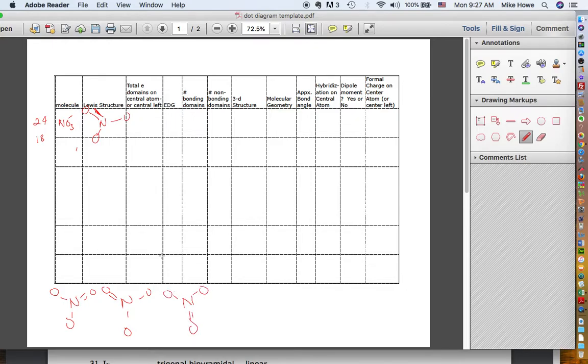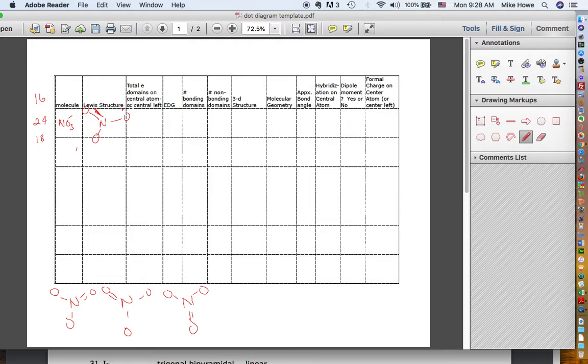So that would be your three. Those would be your three resonance structures. Anyway, going back to this now. At this point, in this one with the 24, if I put a double bond in, I now have 2, 4, 6, 8 electrons around the central atom. So 24 minus 8 gives us 16 dots to put in.